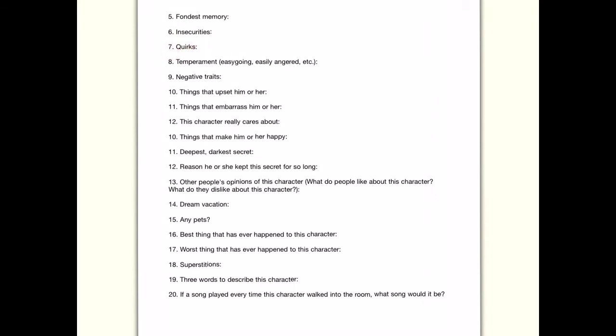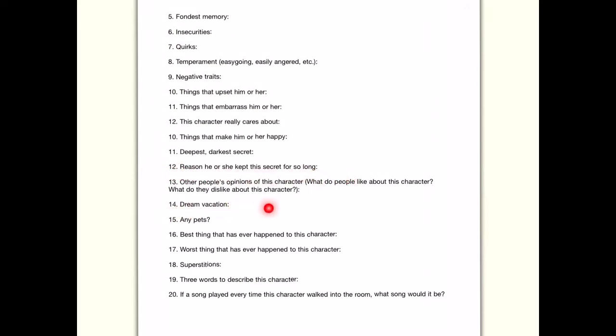Quirk, something they do that's a bit strange. Temperament, are they angry? Are they easygoing? Are they funny? Negative traits, what upsets them? What embarrasses them? When have they been embarrassed before? Who do they care about? What makes them happy? What's their secret? Why are they keeping the secret for so long?